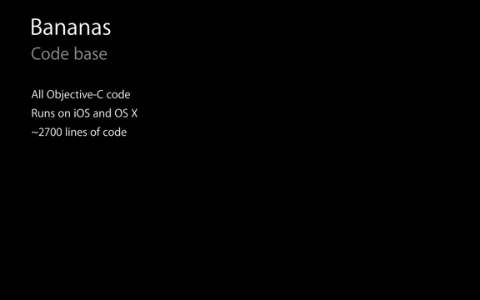So this was Bananas. It's an all Objective-C project, and it's a small project. Only 2,700 lines of code for everything you saw on screen today for iOS and OS X. And so you don't have to have a big team to write a 3D casual game with SceneKit. Bananas was written by a team of one designer and only one engineer. It's really easy to make such games.